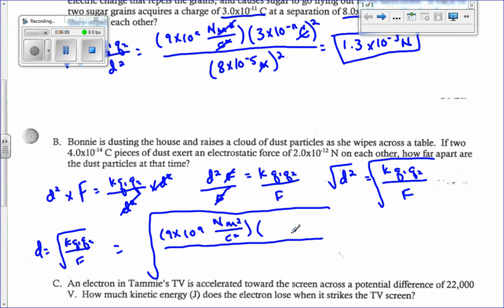Again, the charge on the pieces of dust is the same value, so we can just plug it in once and then square it. Instead of multiplying Q1 times Q2, we'll just put in Q and square it. 4 times 10 to the negative 14 coulombs squared. And then the force is 2 times 10 to the negative 12 newtons.